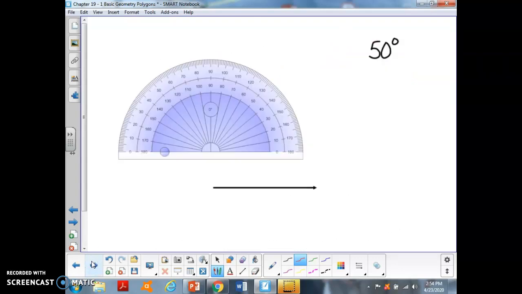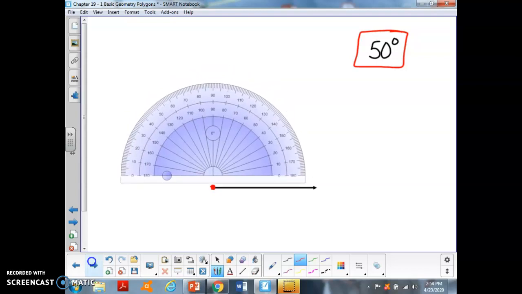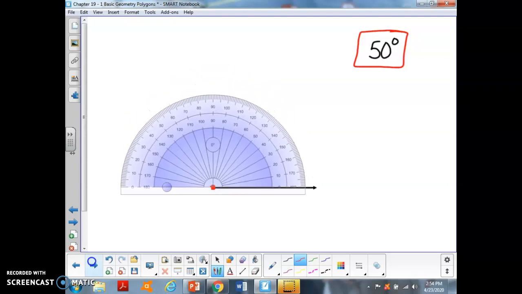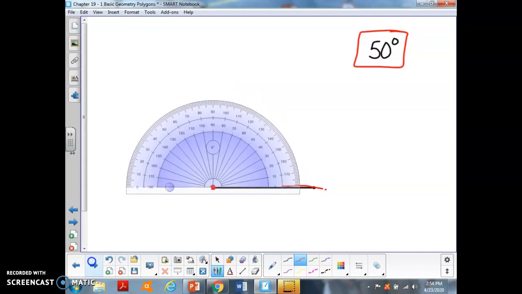As you can see on your screen, I'm going to draw a 50-degree angle. Okay? I already have my ray. I'm going to put my endpoint on. Now I've got to take my protractor and move it so that it is right on that, going through the 0, 180 line on the bottom, right there. So that's going good.